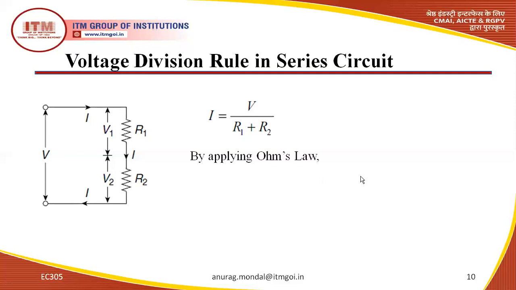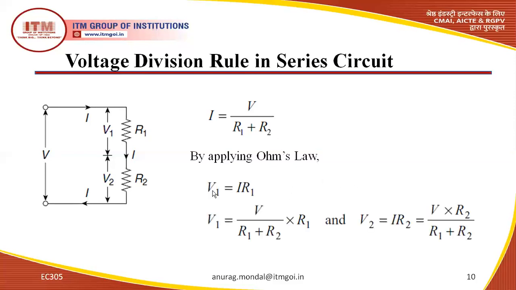Now, by applying Ohm's law, we can say V1 should be equal to I into R1. So, what is the value of I? Just V upon R1 plus R2. We just replace this. Same way for V2, we replace I with V upon R1 plus R2, multiplied by R2.